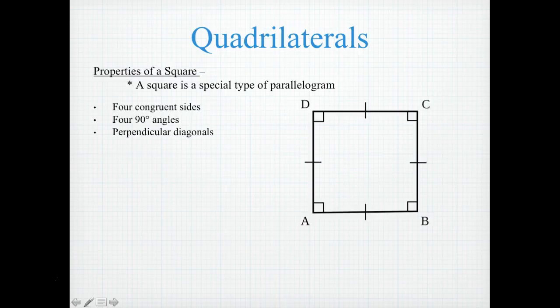And lastly, we have a square. Now, a square is a special type of parallelogram because it fits under the subset of being a rectangle. It also fits under the subset of being a rhombus. So it's got 4 congruent sides, 4 90-degree angles. And again, the opposite sides are parallel, the opposite angles are congruent, and the diagonals are going to be perpendicular.